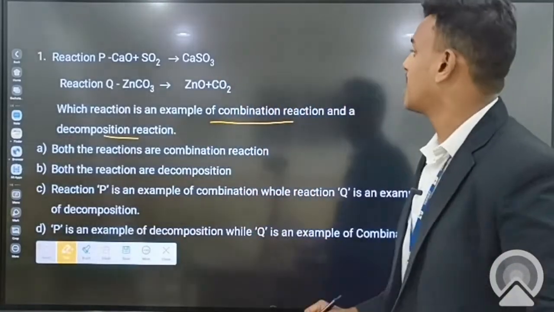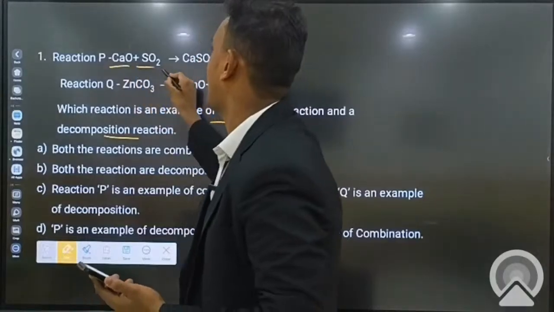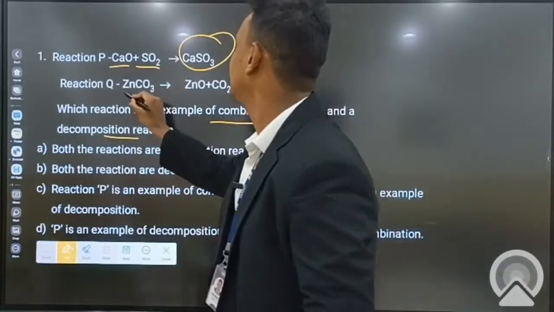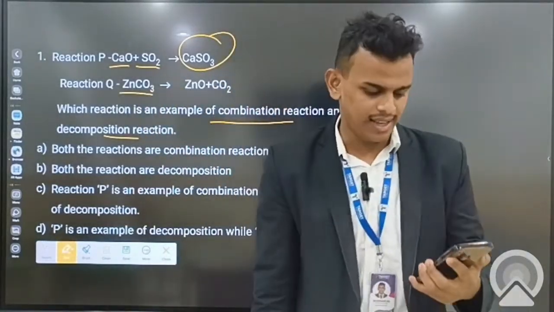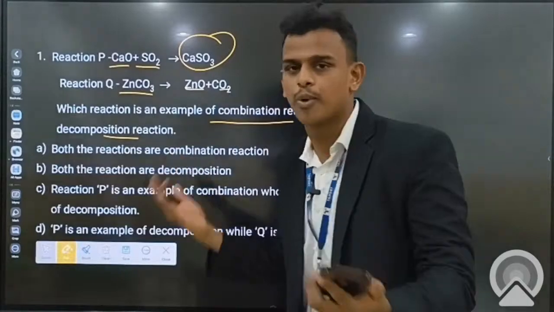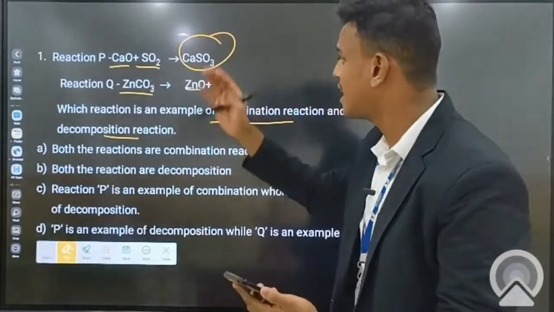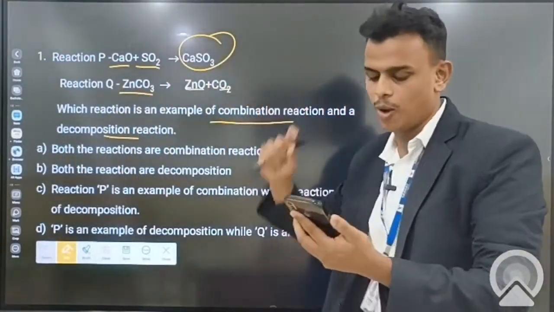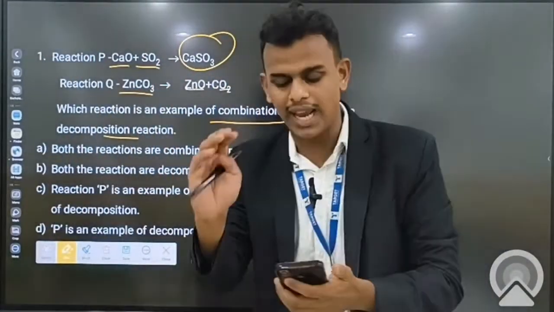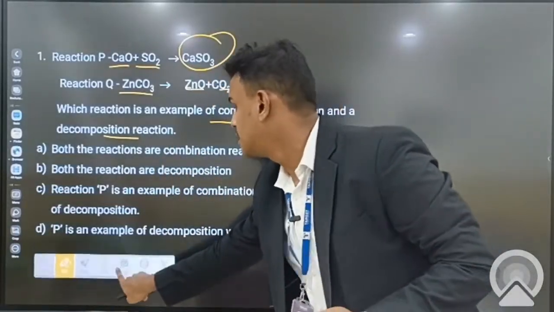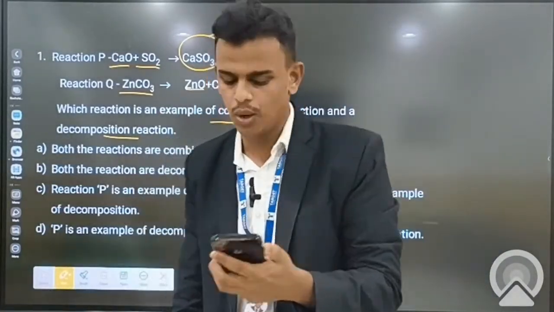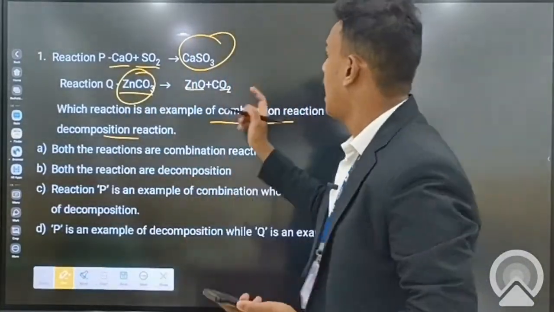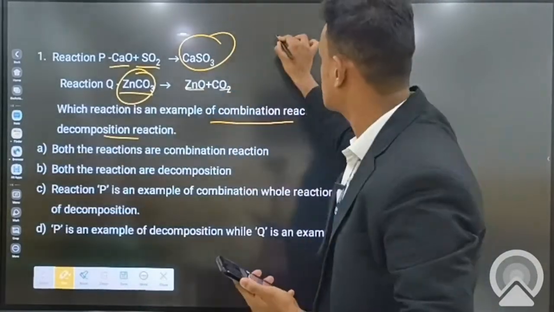Here the answer is, in reaction P you can see 2 reactants combine to form a single product. That is the point. But in reaction Q, what happened? Only one reactant is there, and after the reaction you can see 2 products. So in the first reaction, two things combined to form a single thing, so the first one is combination. Before going for our option, we should have an idea. Come to the second: only one reactant is there, and after the reaction you can see 2 products, so that is decomposition.